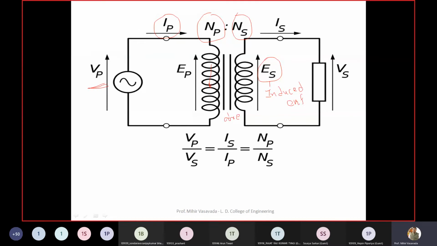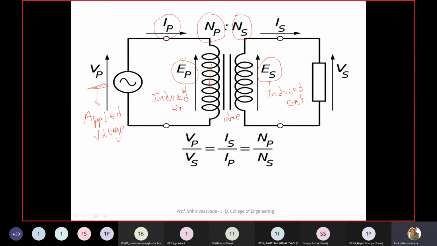And what is VP? This is the applied voltage. When it comes to V, it is voltage. We generally differentiate. So it is the applied voltage at the primary. That's why VP. And what is EP? Can anyone tell? It is the induced EMF in the primary winding.